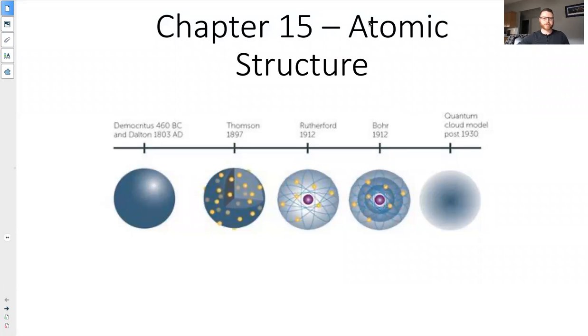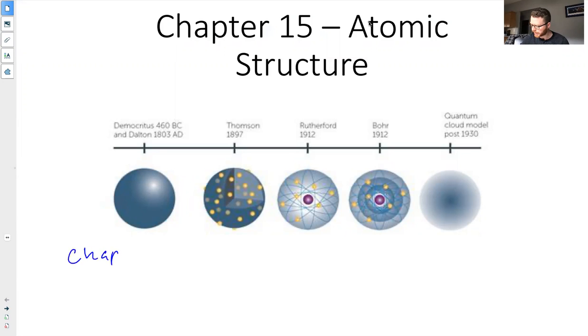All right, so for today's video lesson, we're going to introduce our last unit, atomic physics. And the first chapter we're going to explore is atomic structure. Okay, so just an overview of what we're going to cover in this unit.